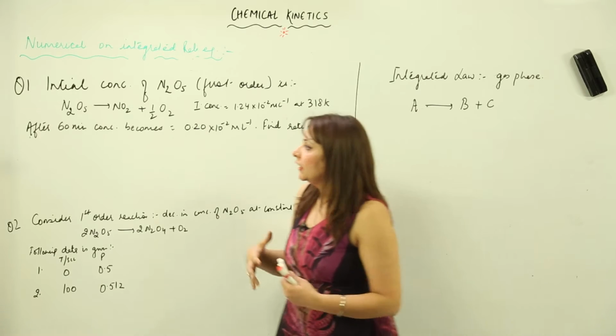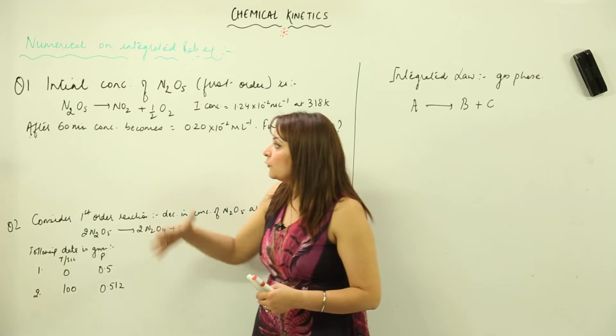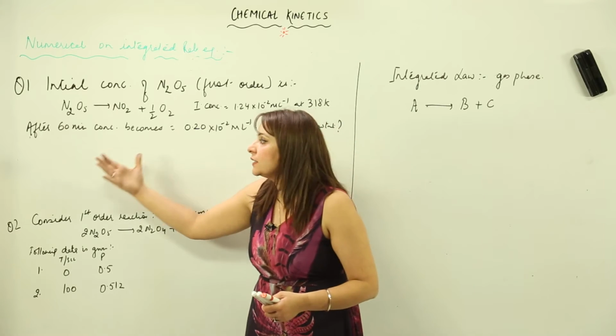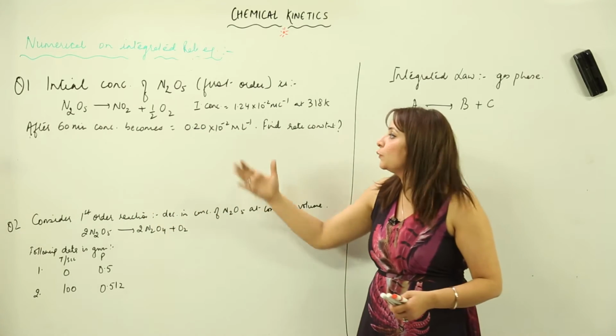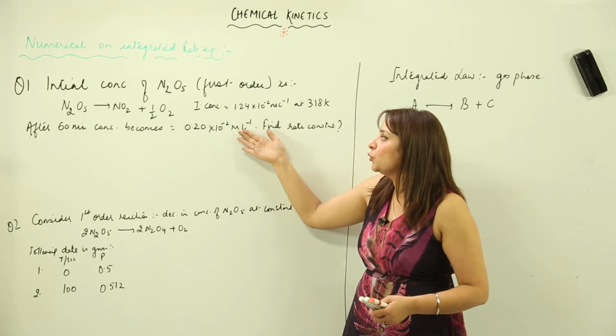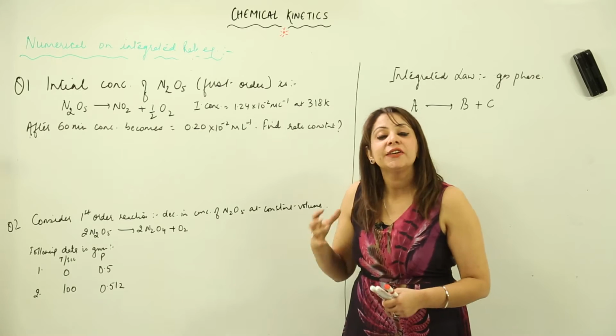According to the question, after 60 minutes N2O5 is obviously going to decrease. So what concentration do we see after 60 minutes? It becomes 0.20 × 10^-2 moles per liter, and you need to find the rate constant.